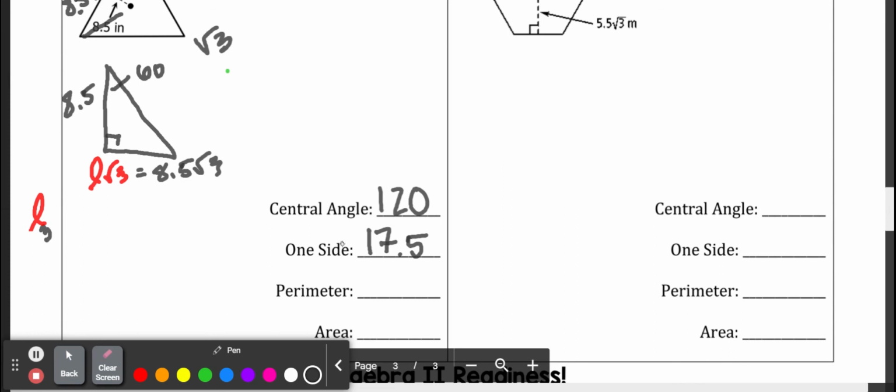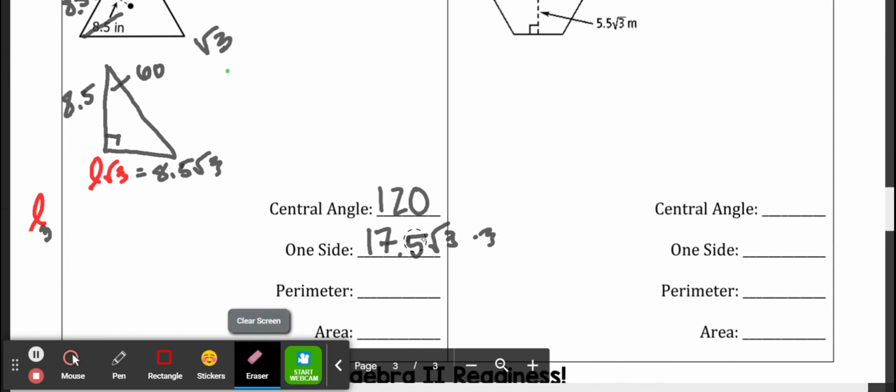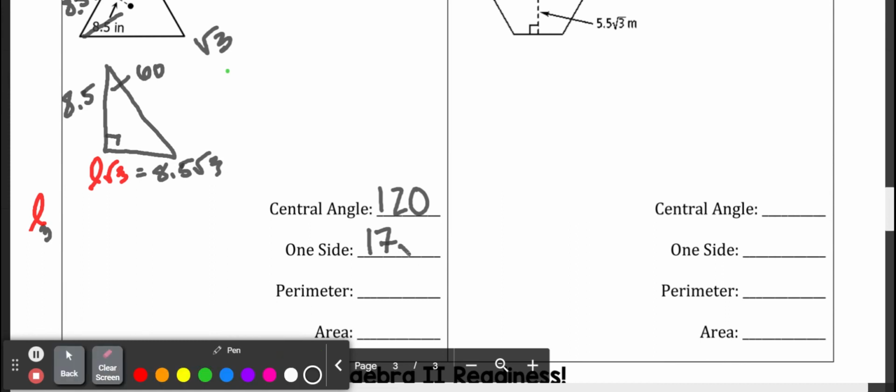The perimeter. Now we have to multiply that by 3. And why wasn't it 17.5? I'm sorry, just 17. 17 rad 3. Let's do that again. 17 rad 3. And then we're going to multiply that by 3.